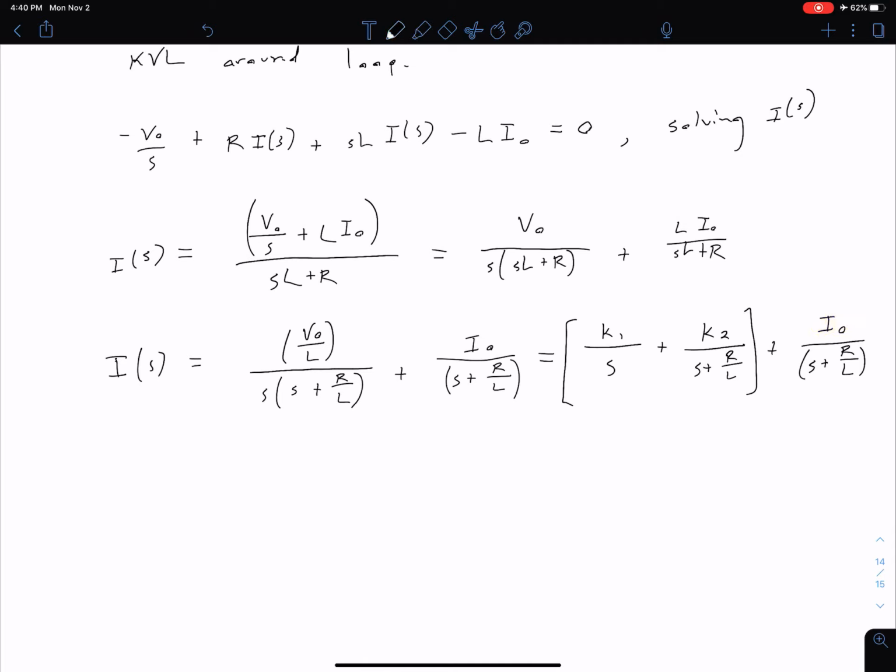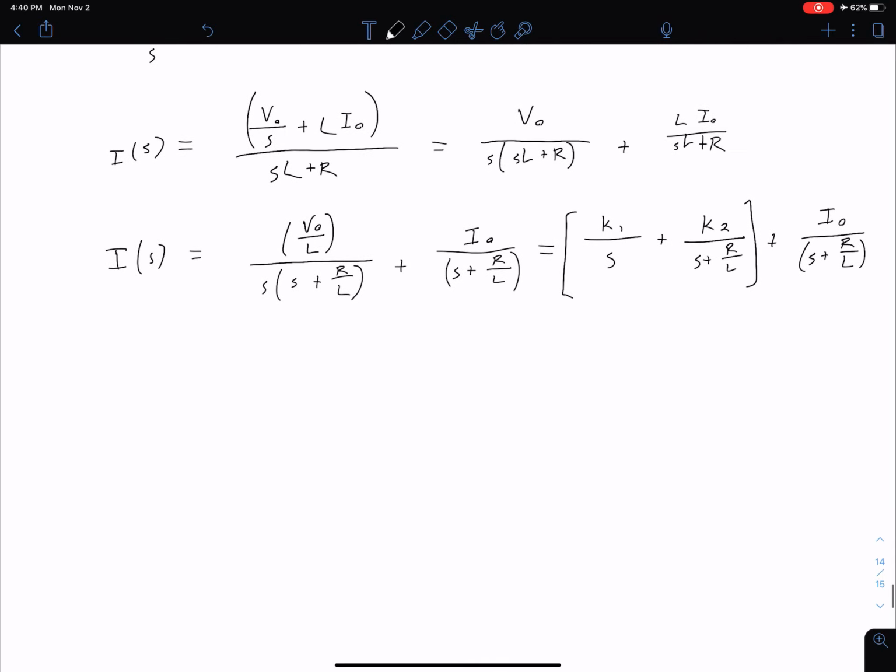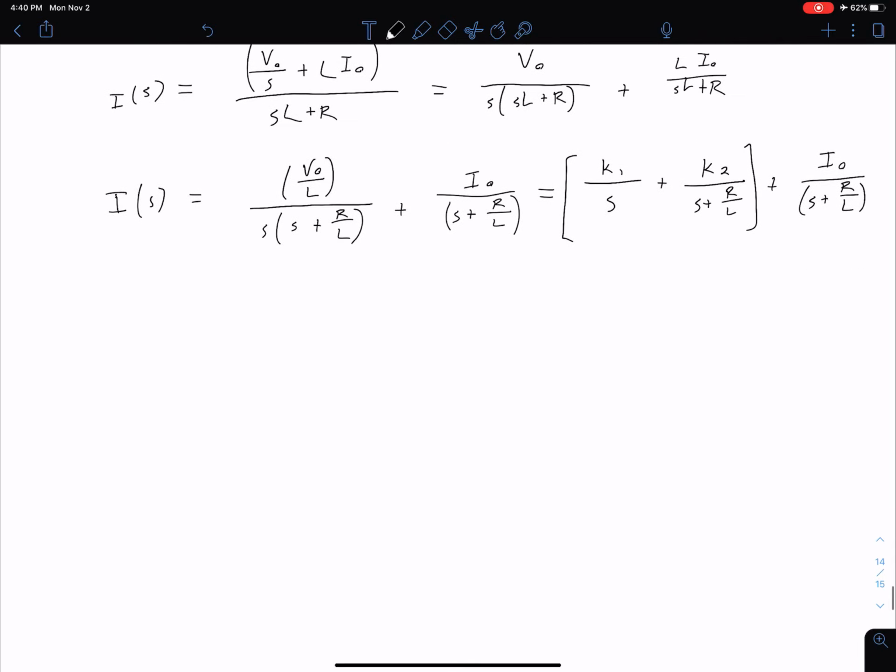Okay, so at this point we can use our method of residues. We have distinct real poles in the brackets there for our K1 and K2, so let's go ahead and find those. So our K1 is going to be our V0 over L divided by S plus R over L, evaluated at S equals 0.